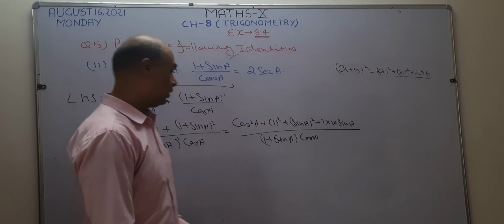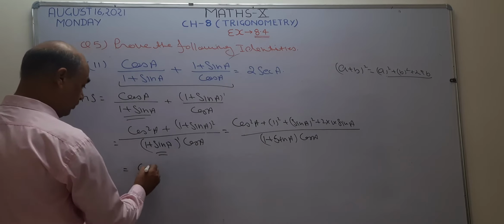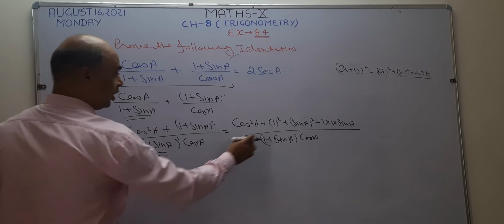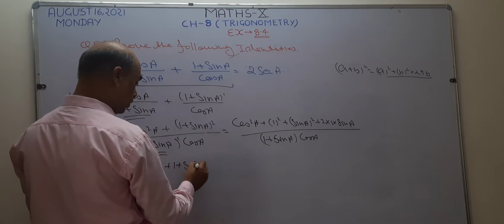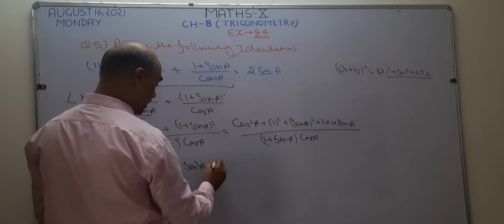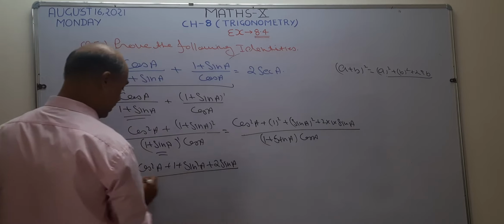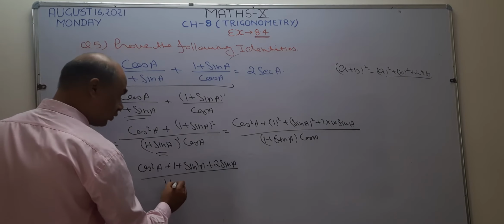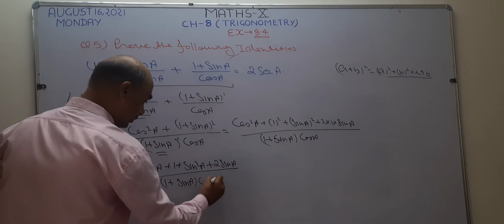Okay. Now again the first term I am going to write the same, cos square A. Square of 1 is 1. Square of sin is sin square A. After that it becomes 2 sin A. 2 ones are 2 and 2 into sin A becomes 2 sin A. The numerator part is going to remain same, 1 plus sin A into cos A.